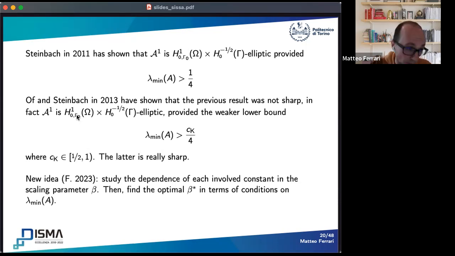So the idea to improve these results is to study everything without choosing beta, only in the end. This is quite tedious and technical, but in this way, only in the end, we can choose a precise beta, a precise scaling parameter, depending maybe on gamma, on the physical boundary, depending on all the data, because now beta is not depending on the data, it is 1 or 2. But having everything depending on beta, only in the end, we can find the optimal beta, beta star, to have the best condition in terms of the minimal eigenvalue of A. And this is what they've done.